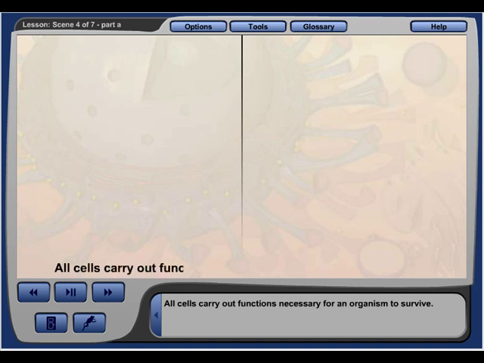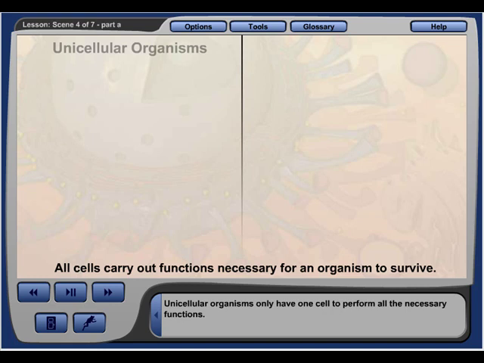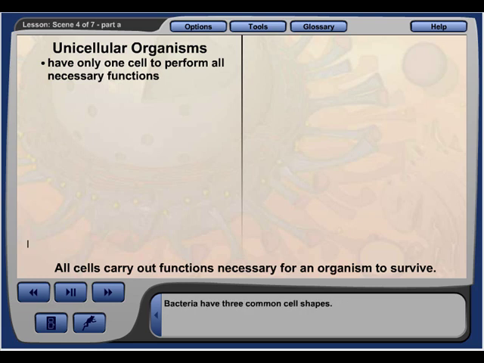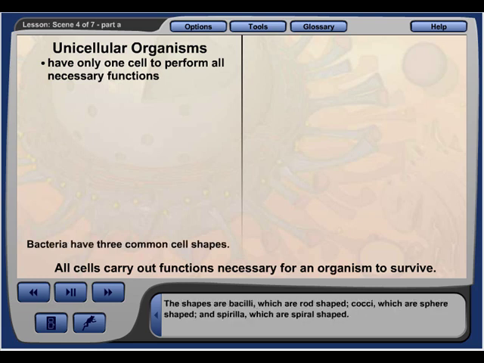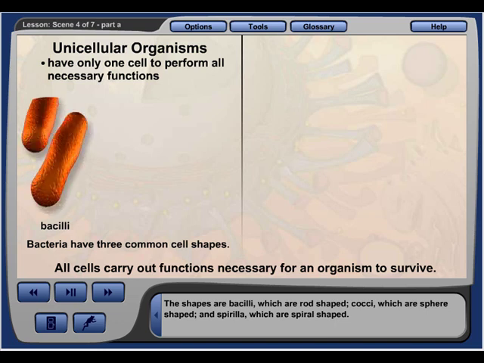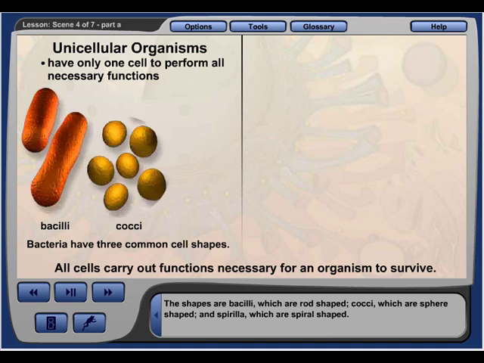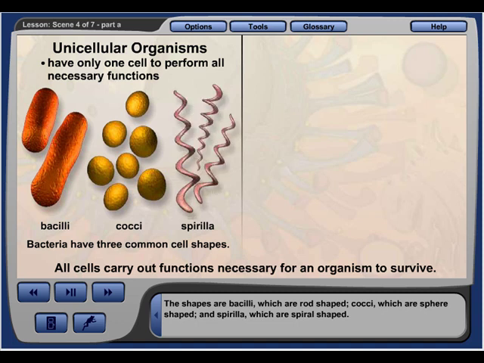All cells carry out functions necessary for an organism to survive. Unicellular organisms only have one cell to perform all the necessary functions. Bacteria have three common cell shapes. The shapes are bacilli, which are rod-shaped, cocci, which are sphere-shaped, and spirilla, which are spiral-shaped. Each shape provides the bacteria with a different advantage.